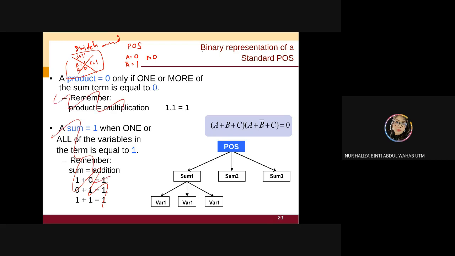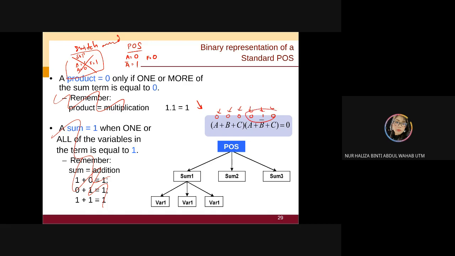You can see that you have this example. If you have POS, what is the meaning of A? It is 0. What is the meaning of B? It is 0. What is the meaning of C? It is going to be 0. This one is 0, 1, 0.